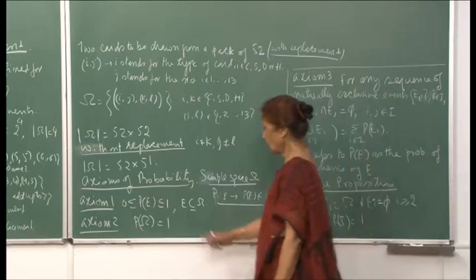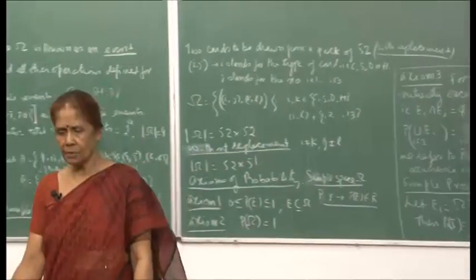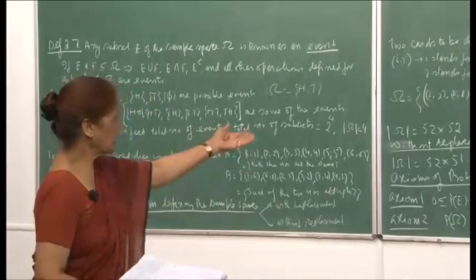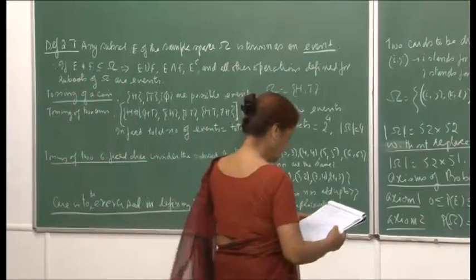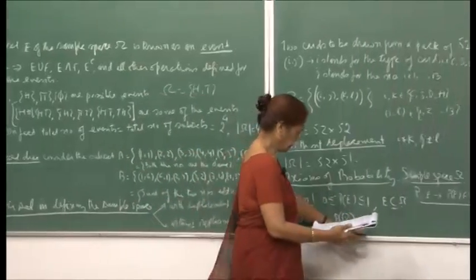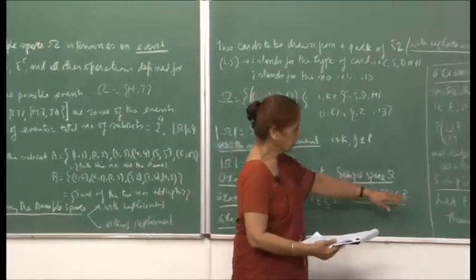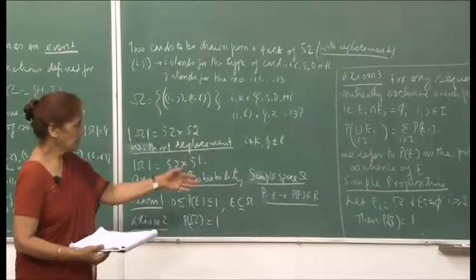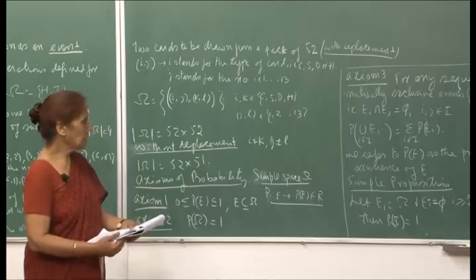Okay, P omega I have to write, so that is not a big deal. What I am saying is that this validates the axiom, because we have already assumed that P omega is 1, and so here also if you put E 1 as omega and all other E i's as empty sets, then you get that P omega is 1, right.